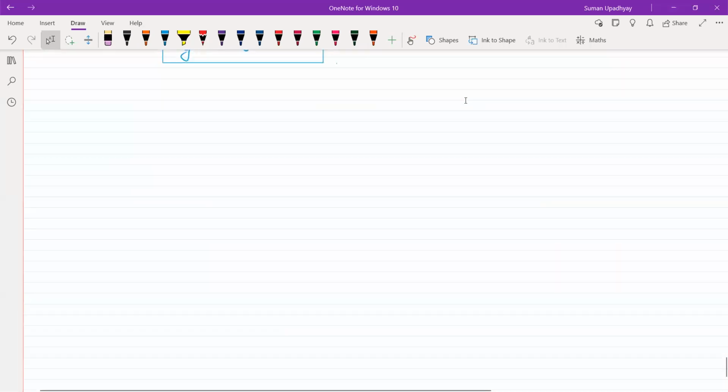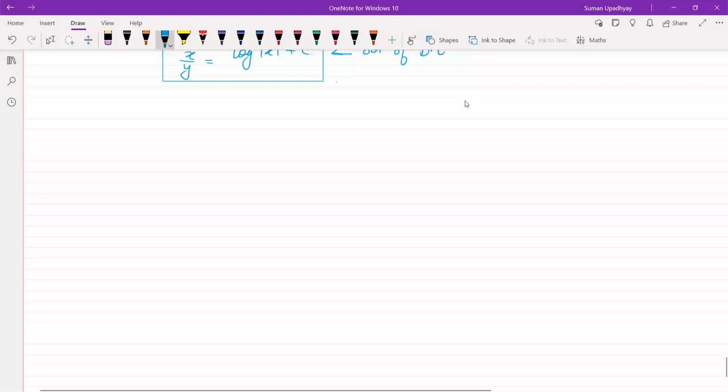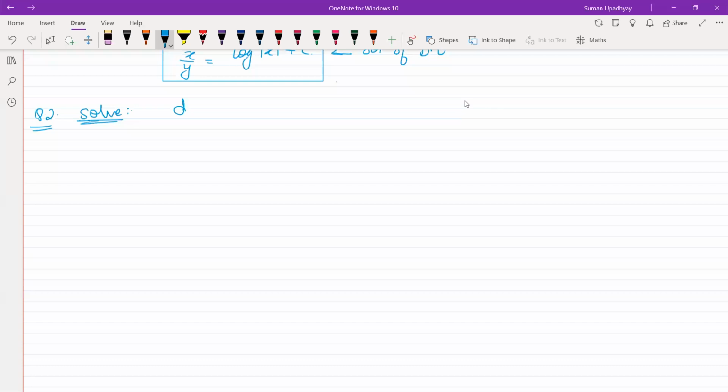Okay. Now I'm giving you a second question that is very easy. I know you all can do that. Question number 2. Solve. So here you do not have to see whether the given differential equation is homogeneous or non-homogeneous. Directly, what would you do? How would you solve this?